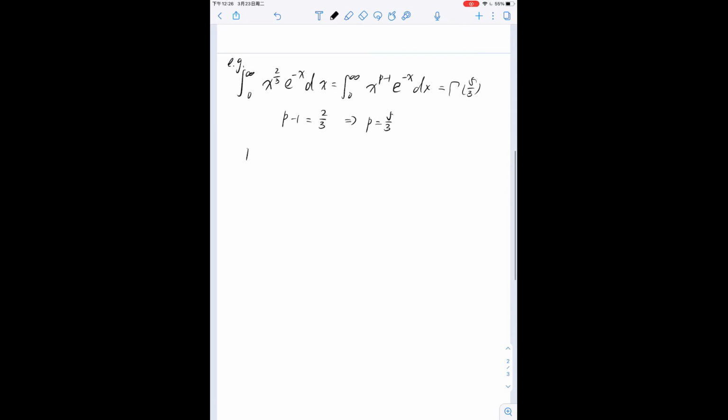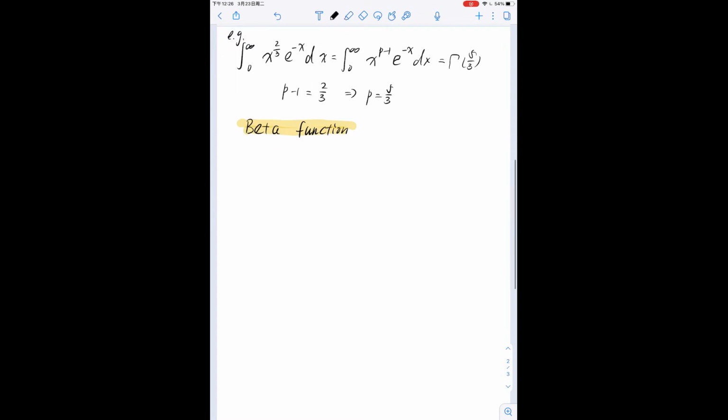Another important special function is called the beta function. The definition of the beta function is more interesting. One important form looks like this: the beta function of p and q is the integral from 0 to 1 of x to the power of p minus 1, times (1 minus x) to the power of q minus 1 dx, for p, q larger than 0.